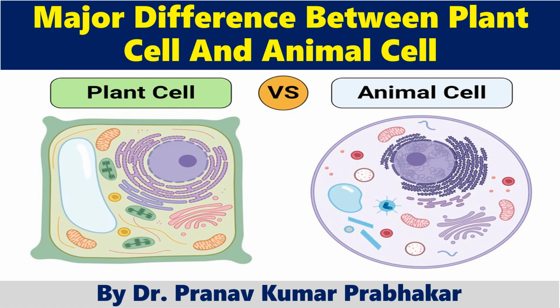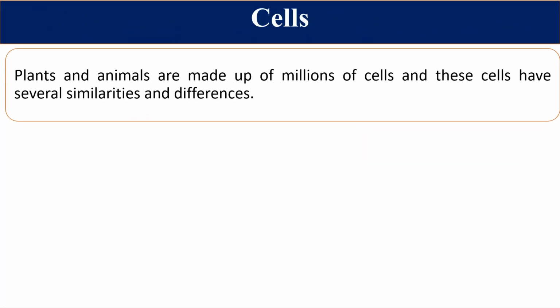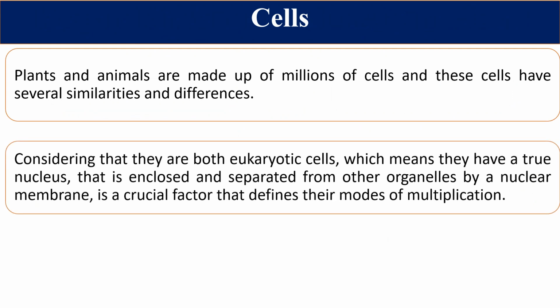Today I am going to talk about one of the basic things, a major difference between the plant cell and animal cell. We know that our body is composed of a large number of cells. Plants and animals are both composed of millions of cells, and these cells have several similarities and several dissimilarities. Both are eukaryotic cells, which means they have a true nucleus, enclosed and separated from other cell organelles by a nuclear membrane, and that is a crucial factor which defines their mode of multiplication.